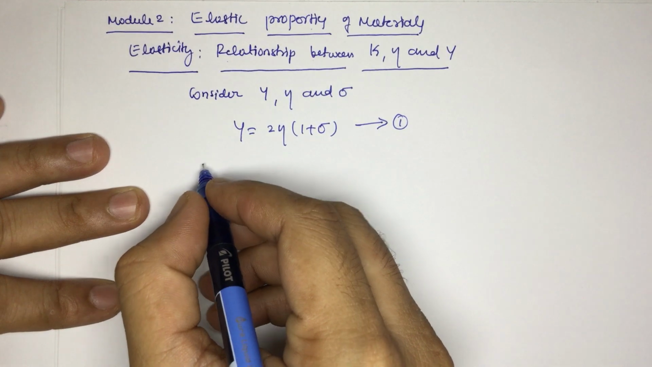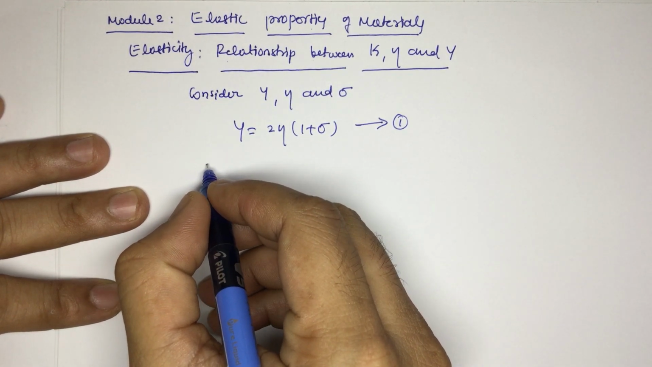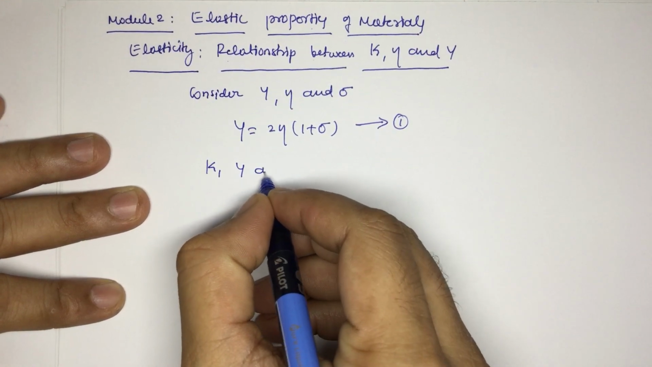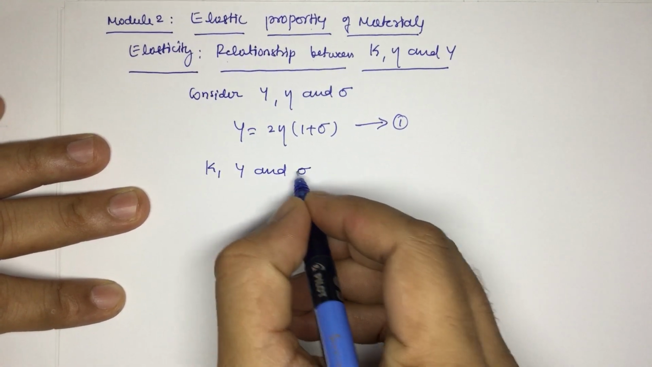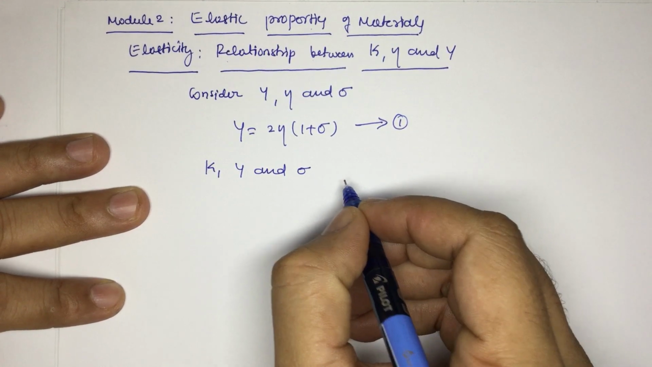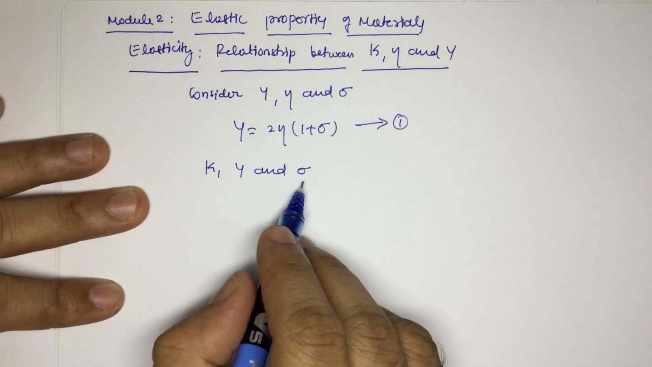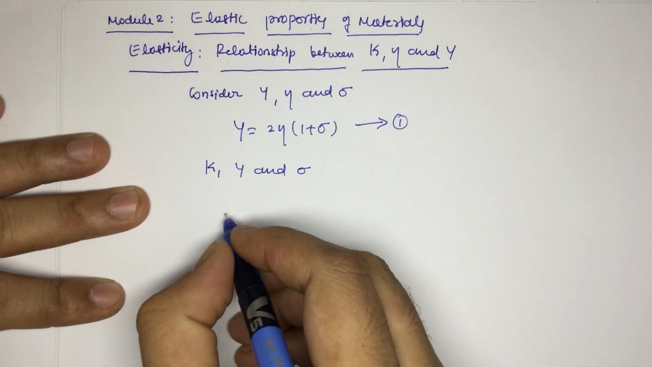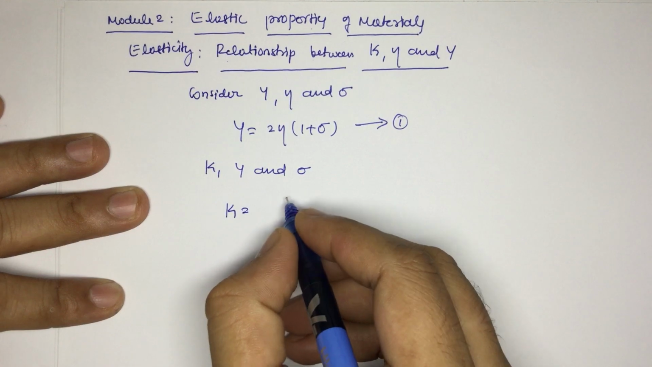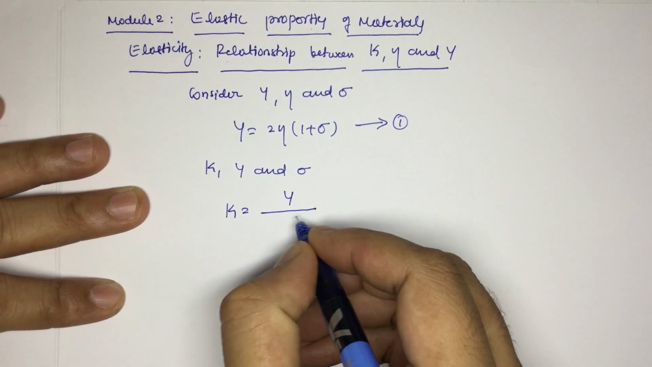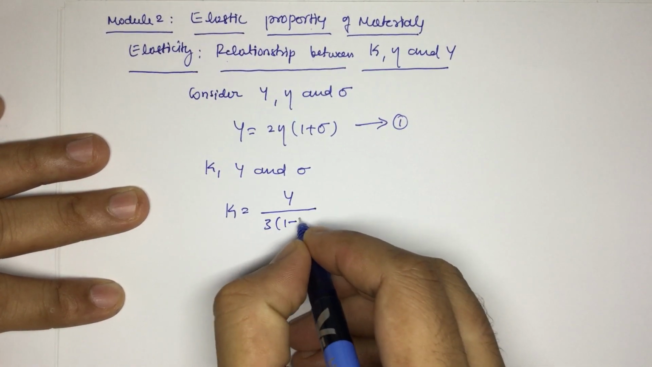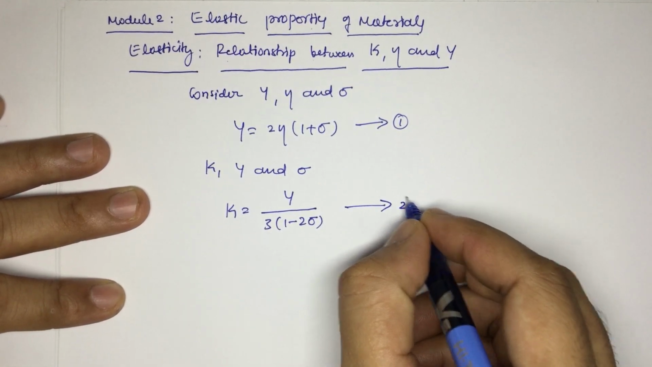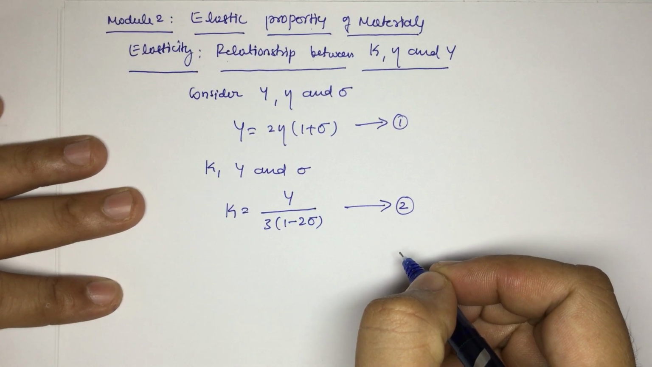Now consider one more relationship, that is a relationship between k, y and sigma. That is a relationship between bulk modulus, Young's modulus and Poisson's ratio, and this is given by k is equal to y divided by 3 into 1 minus 2 sigma. Let us say this equation as number 2.